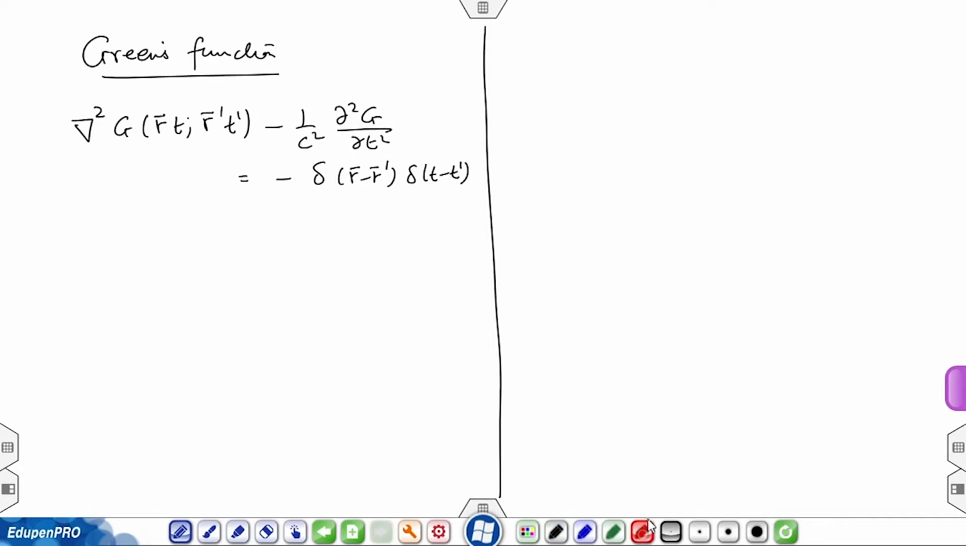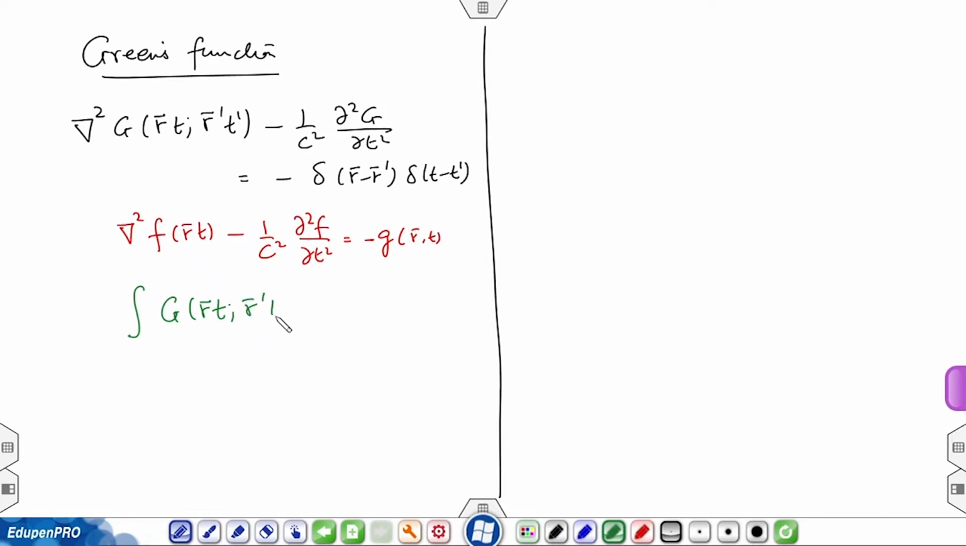And I am claiming that then the solution of del square f(r, t) minus 1 over c square d 2 f by dt square equals minus g(r, t), the minus sign in front, is nothing but integration G(r, t, r prime, t prime) g(r prime, t prime) d tau prime dt prime. This will be f(r, t).